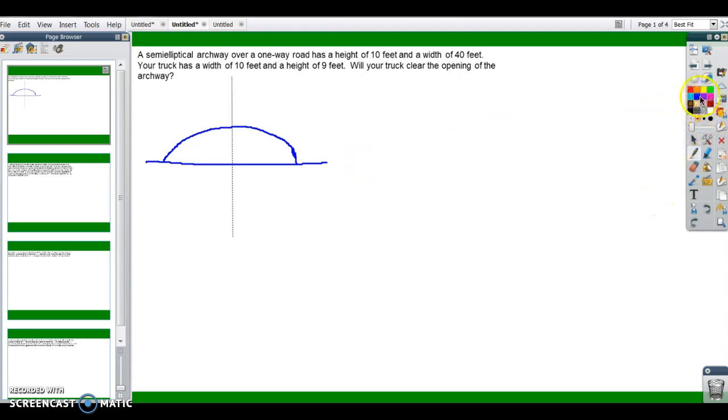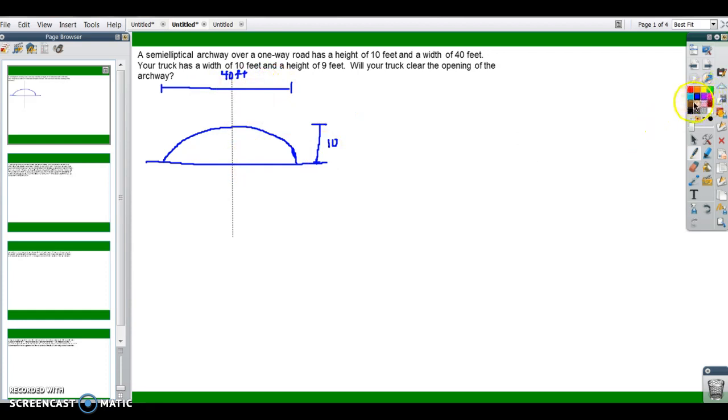Okay, so what information do I know? I know that the width of the archway is 40 feet. So from here all the way over to here is 40 feet. Right, that distance is 40. And what else do I know? That the height of my archway is 10 feet. So this height here is 10. Okay, so that's the information I have.